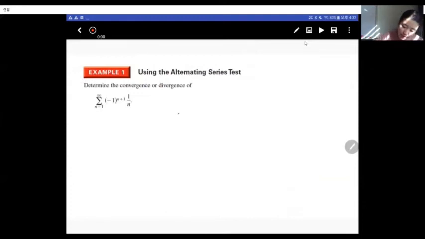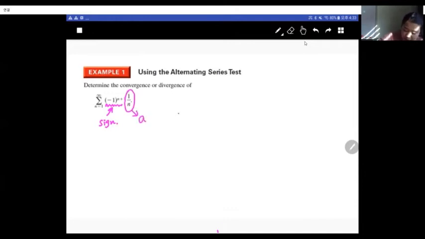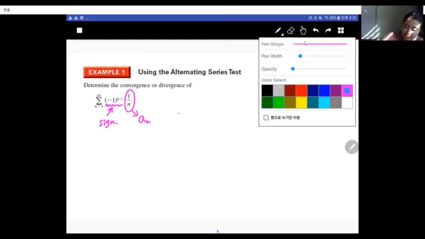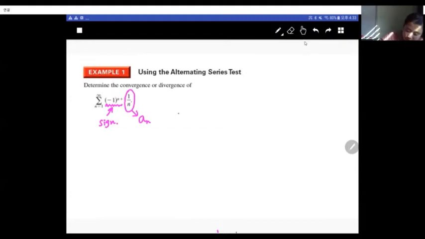Example number 1: determine the convergence or divergence of the series. I have (-1) to the n plus 1 power, so that decides the sign repeating, positive, negative. And 1 over n is my a_n. So pretty much this series goes, let's say n is 1, then I have 1 minus 1/2 plus 1/3 minus 1/4. Is it going to converge or diverge?